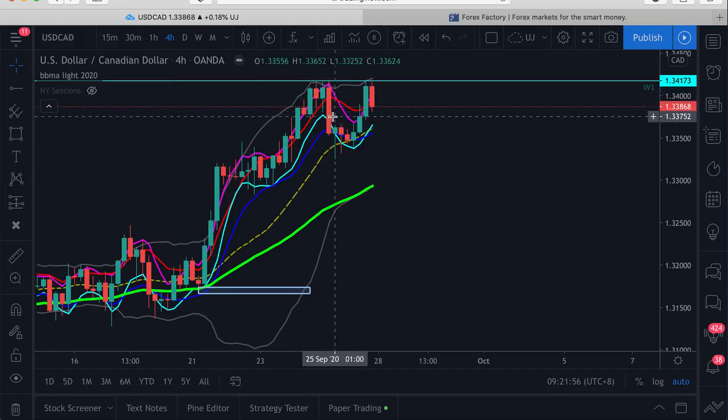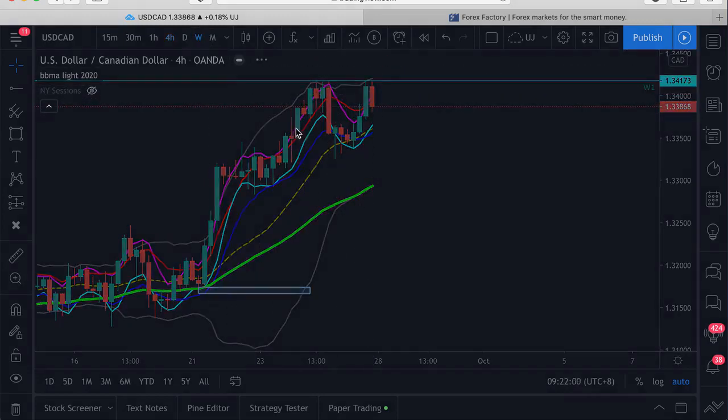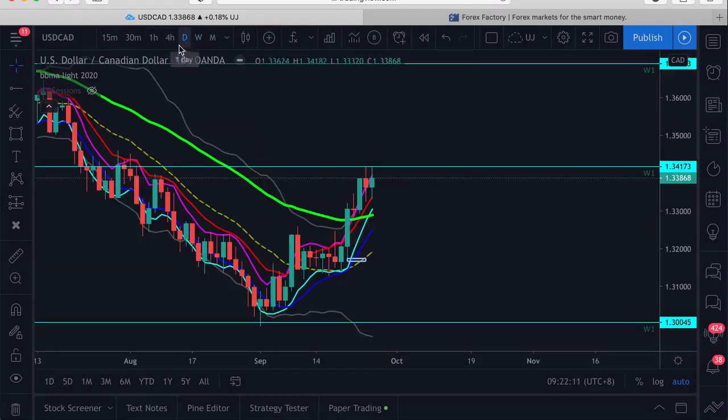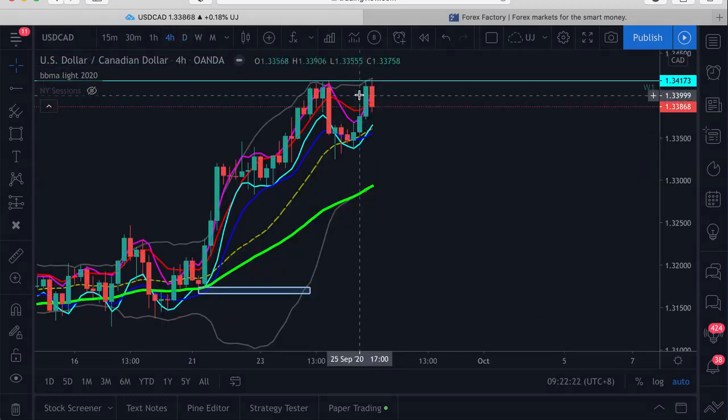For USD CAD, as you can see here, price is on the weekly time frame. Price is currently above the MA 510 high, so we're still going to take this as a re-entry sell. We need to wait for the sell to happen, because now the sell is not ready. D1 is CSM buy, okay, and H4 itself is an MHV sell.